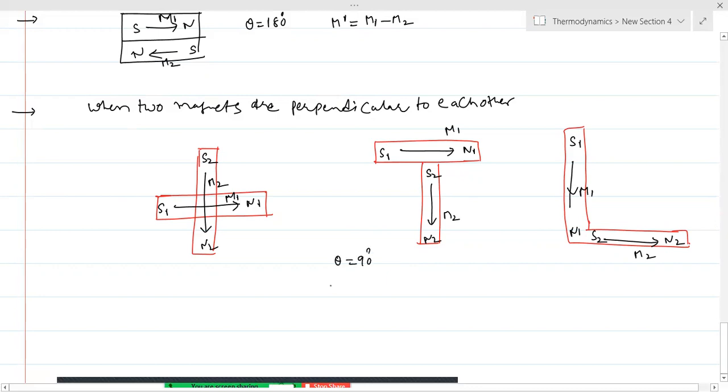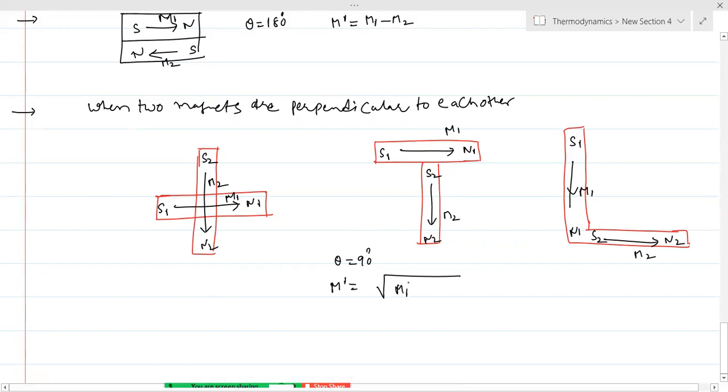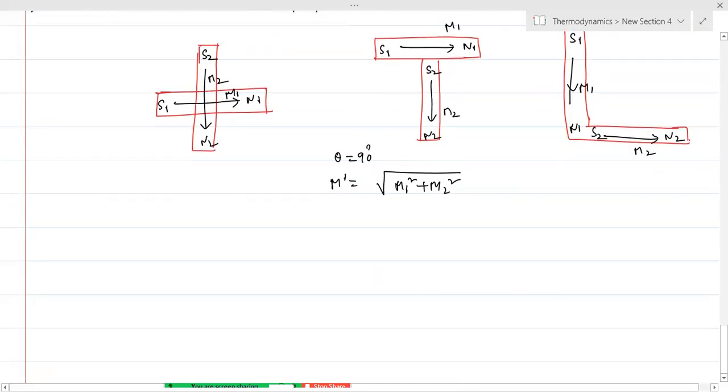Theta equal to 90 degrees means finally the resultant of two perpendicular vectors is equal to root over P square plus Q square. So that equals root over M1 square plus M2 square. In this way.